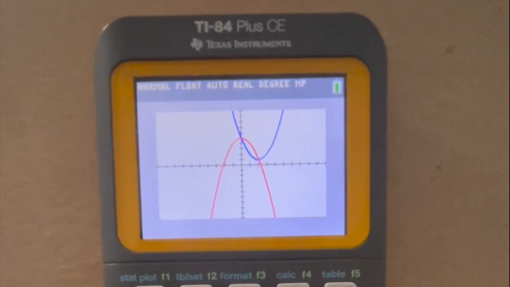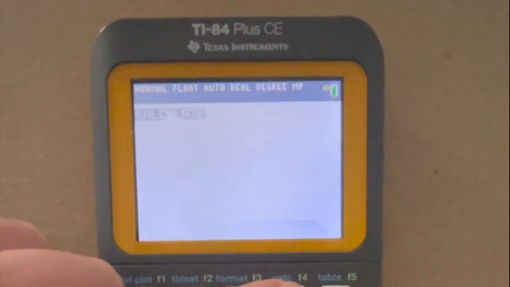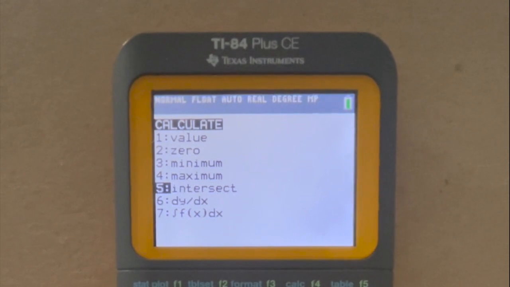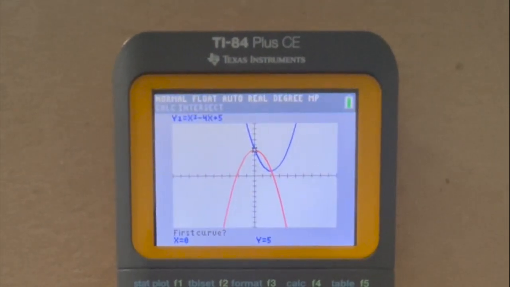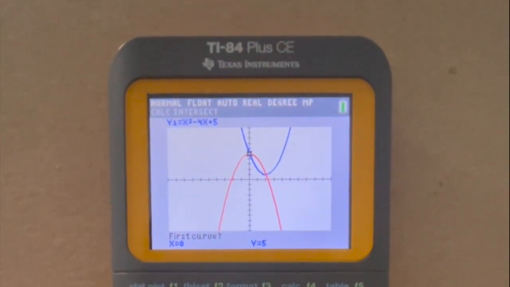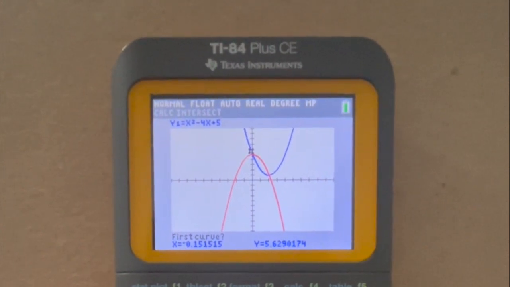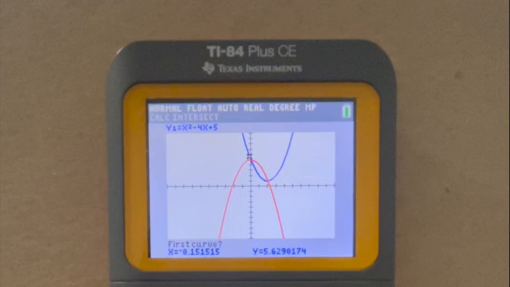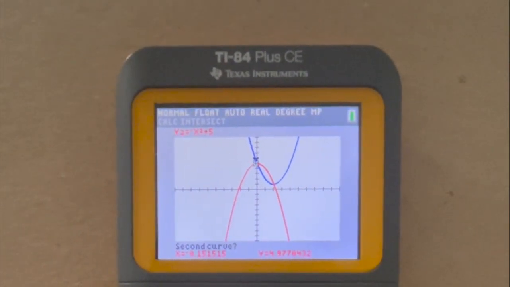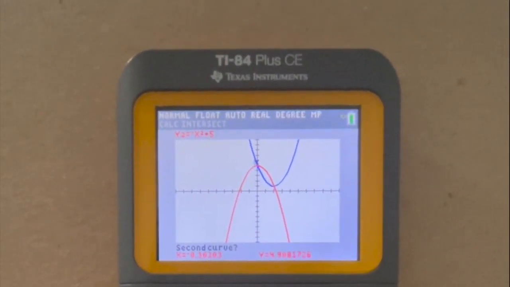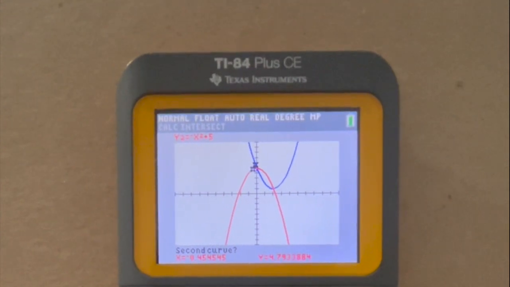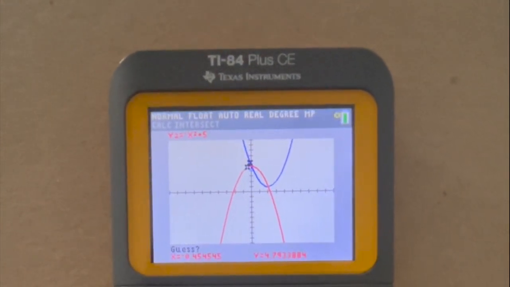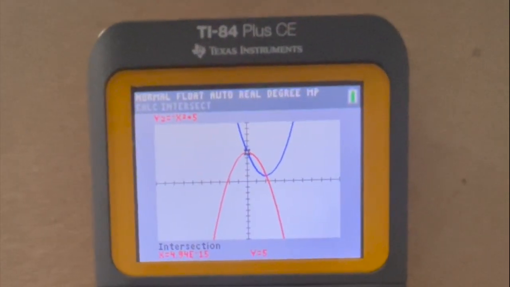To find out exactly where they are, we're going to press second and the trace button. And then we're going to select the intersect feature like we did with linear equations. See how it says first curve? We're going to move the cursor so that it's close to the intersection point on one of the graphs. And then we'll press enter. Then it moves the cursor to our second graph, and we're going to move the cursor again so that it's close to the same intersection point. Press enter one more time for it to guess. This will give us our first solution.